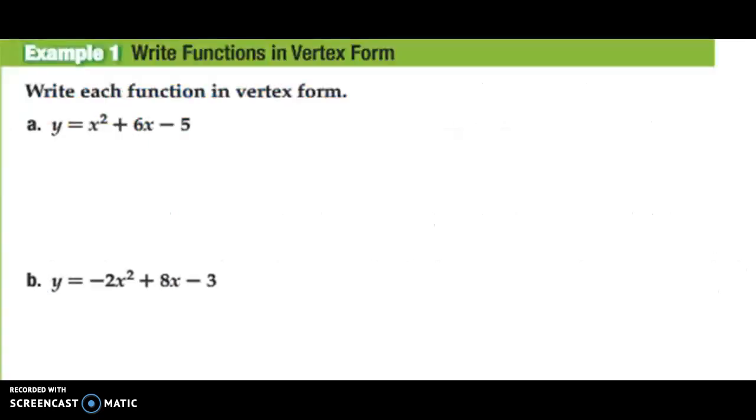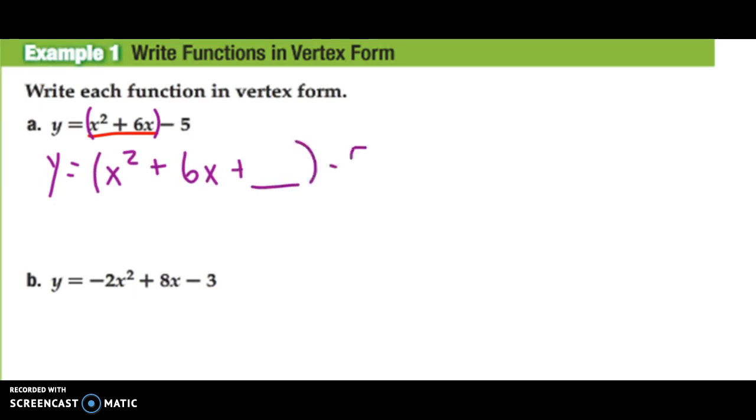Now, when we're writing something in vertex form, what we have to do is complete the square. So what we're going to look at first is this form right here: x squared plus 6x, and then the minus 5 just kind of hangs out. Just like we completed the square before, I'm going to put it in parentheses. And so I say y is equal to, now is there anything I need to take out in front of the x squared? The answer is no. So I'm going to leave it like this: x squared plus 6x plus blank, minus 5.